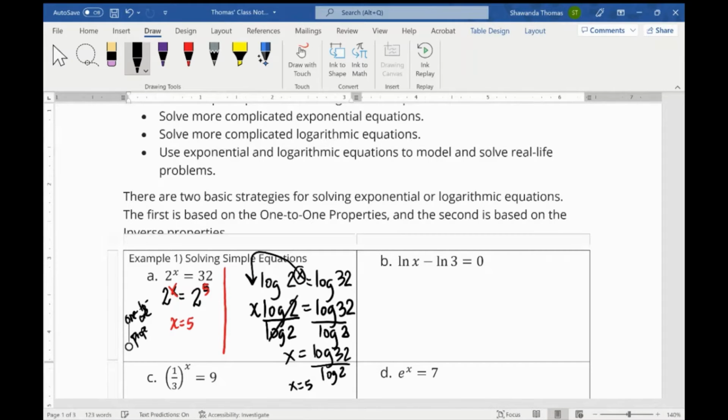Not necessarily if you already knew that 32 was the same thing as 2 to the 5th power. Let's move on to B.